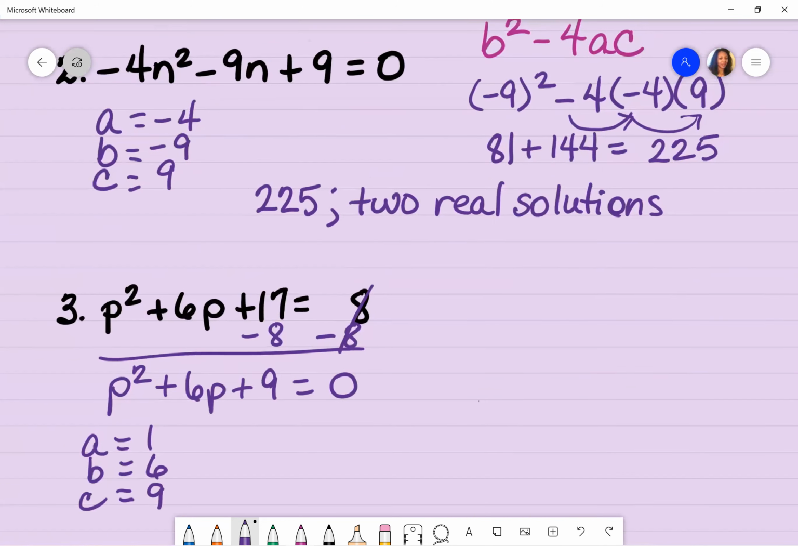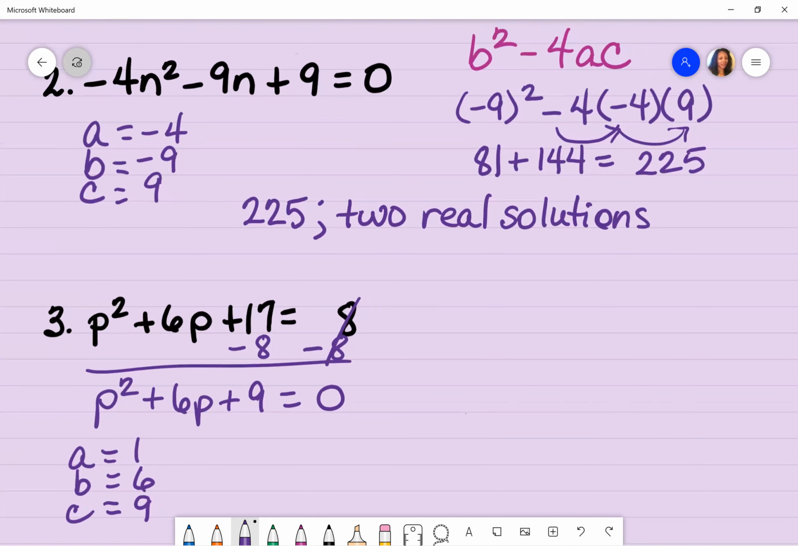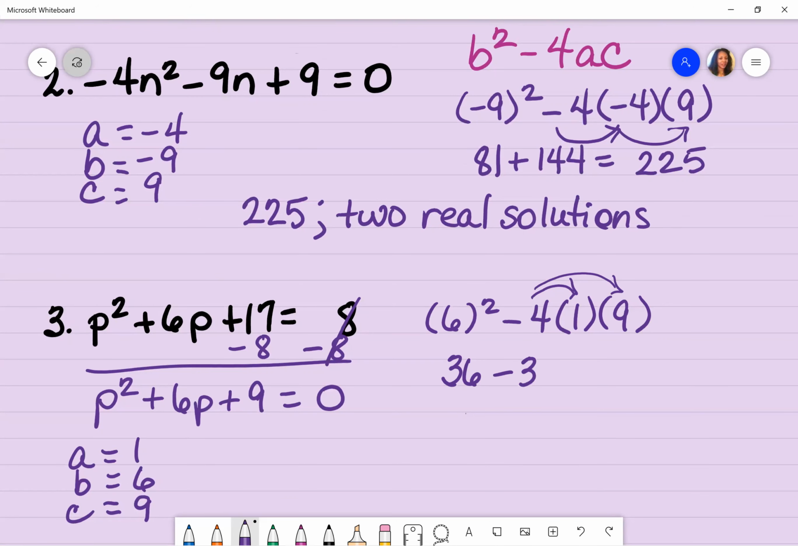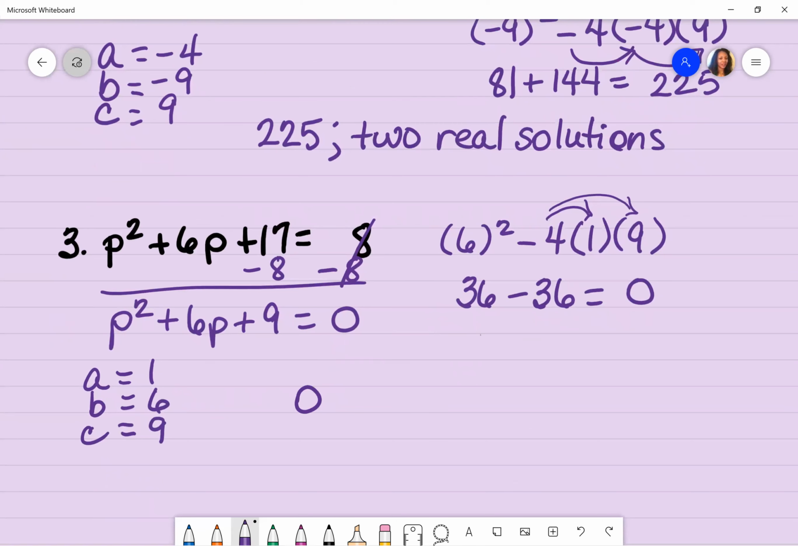Using the same formula, b squared minus 4ac, b is 6 squared minus 4 times a times c. 6 squared is 36, and negative 4 times 1 is negative 4. Negative 4 times 9 is negative 36. If I ever get a 0, then my discriminant is 0, and this time I will only have one real solution.